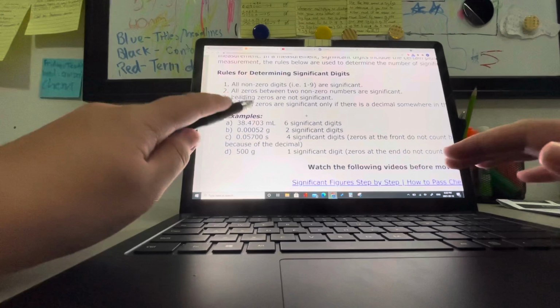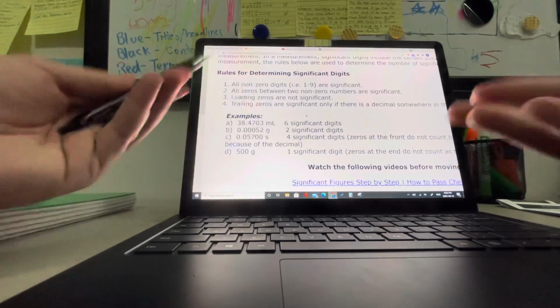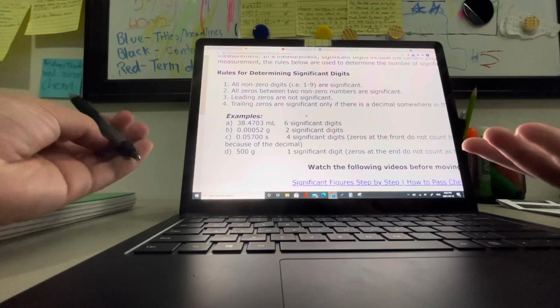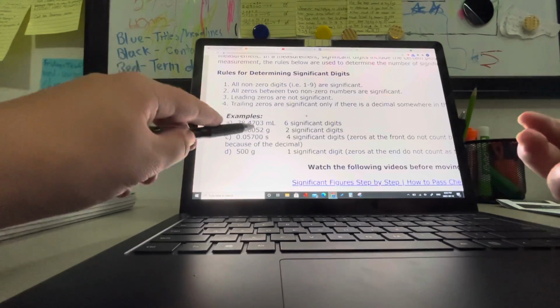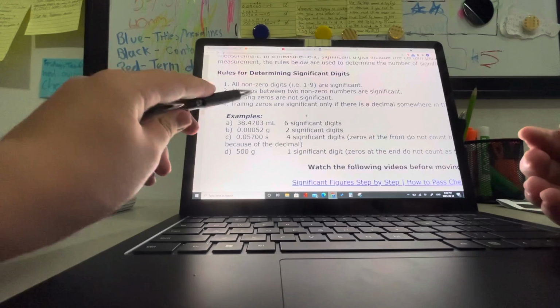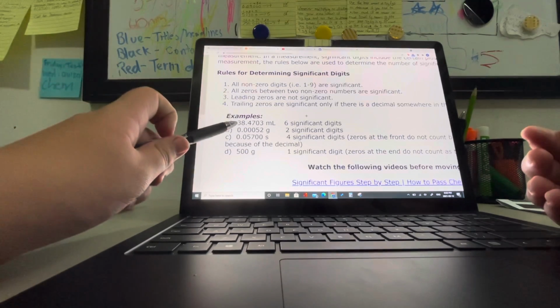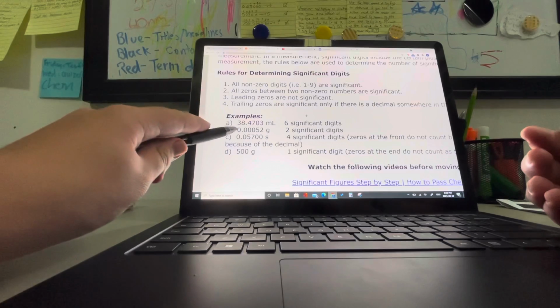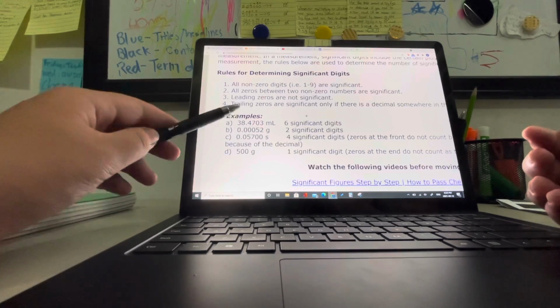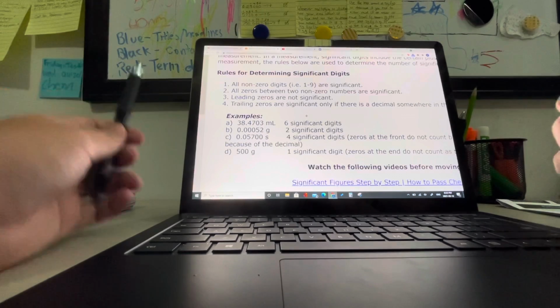0.00052 grams. We only take the 5 and the 2, and we're going to result that answer as a sig fig. So there are only 2 sig figs in this question. 5 and 2 are the significant figures. And as for the 4 zeros that are leading the whole value, those get crossed out, and that just goes to waste.